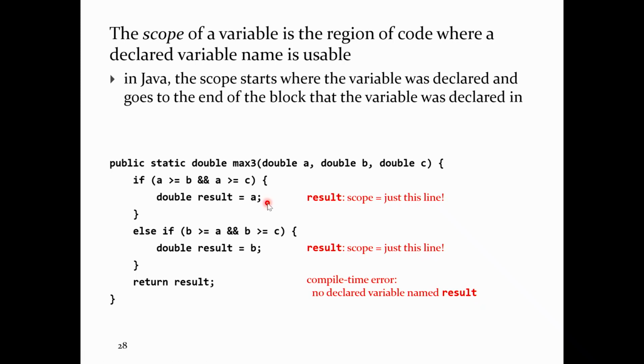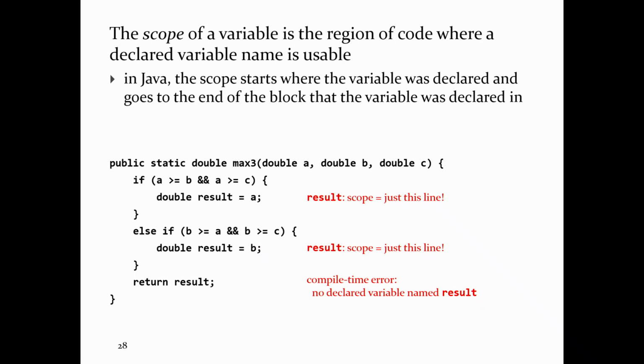So this is fine. But as soon as this code is done running, the name result doesn't exist anymore. Suppose that condition is not true, so we jump to the else if part. If B is greater than A and B is greater than C, let's assume that's true, then we say double result equals B. This is also fine. This result is different from that result, because we're inside of different blocks. I've got a block here, and now a separate block here. It gets set to B.